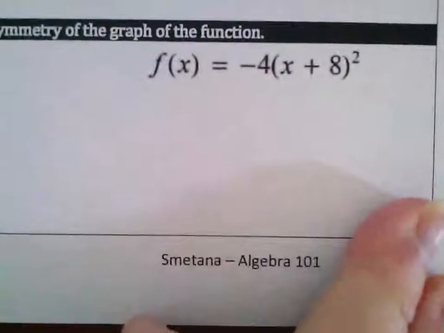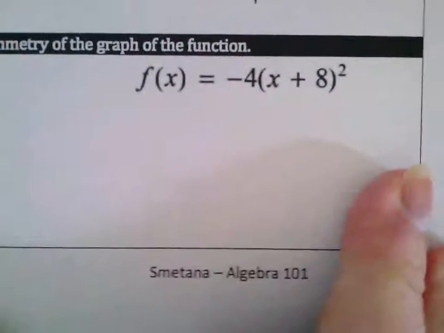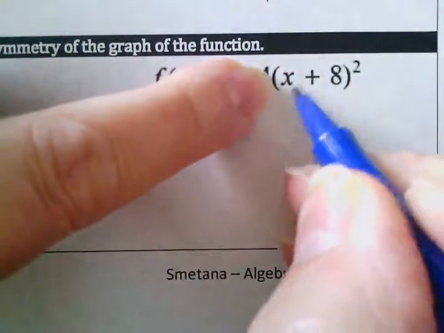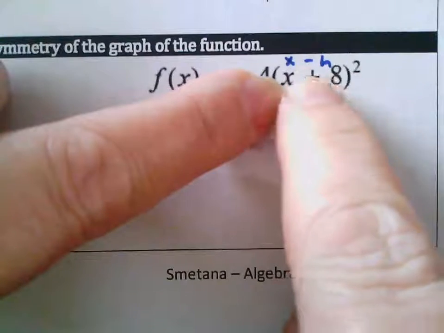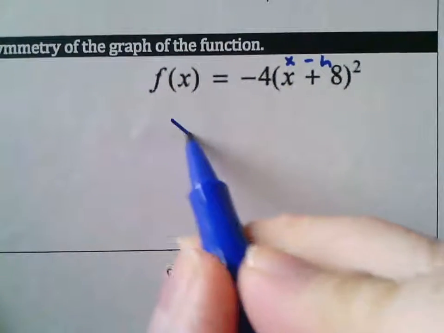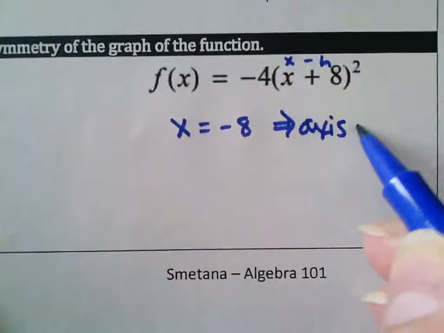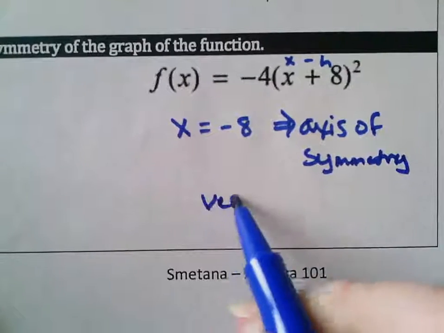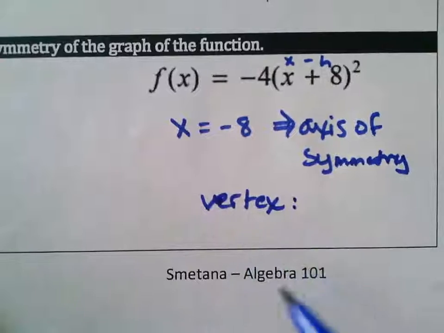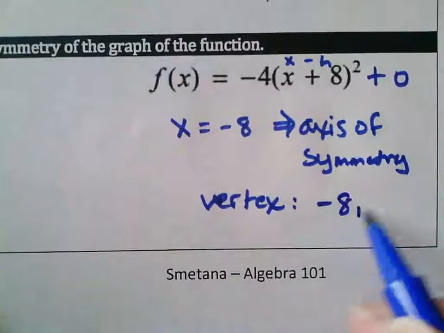So if you look at this one, the axis of symmetry is negative 8. Remember I told you the formula itself was x minus h? Well, if this is positive, that means that this had to be negative. So x equals negative 8. That's your axis of symmetry. And your vertex, again, there's nothing here, so it's at negative 8, 0. Okay.